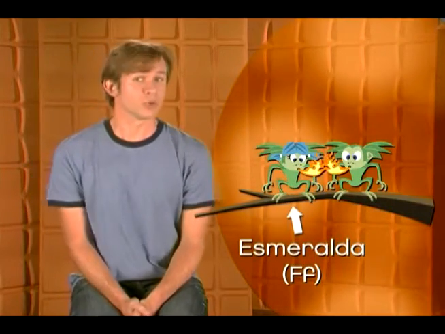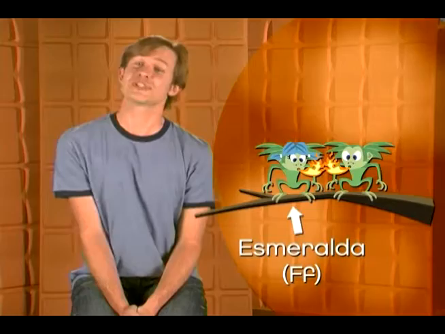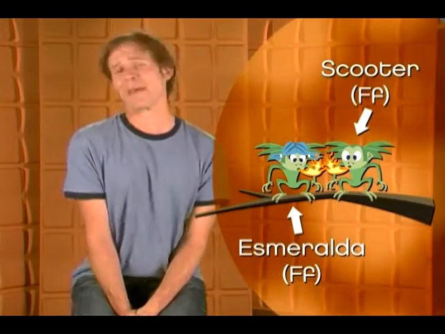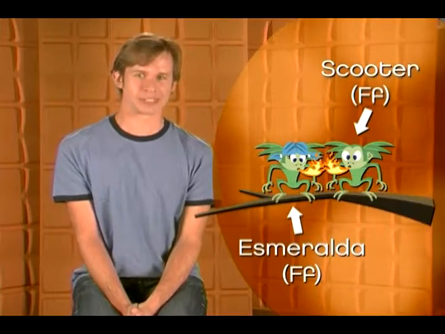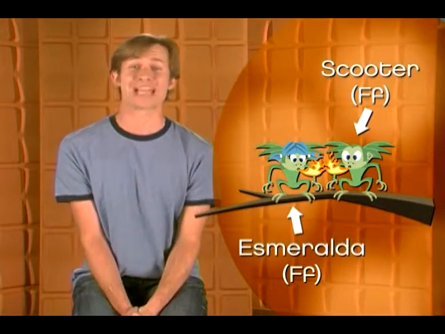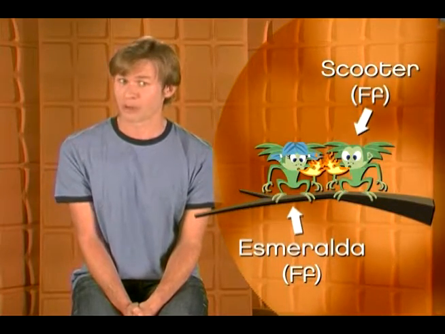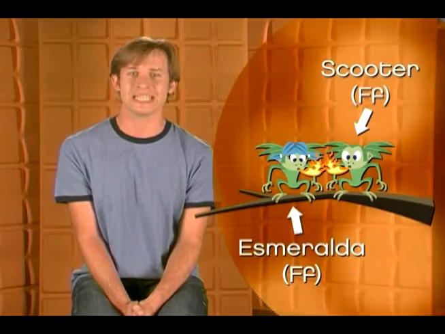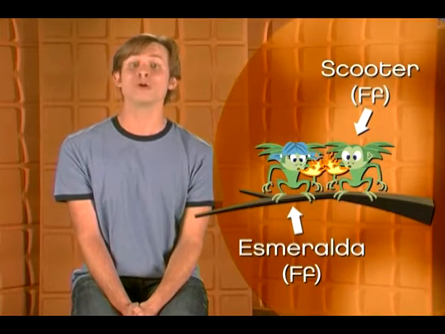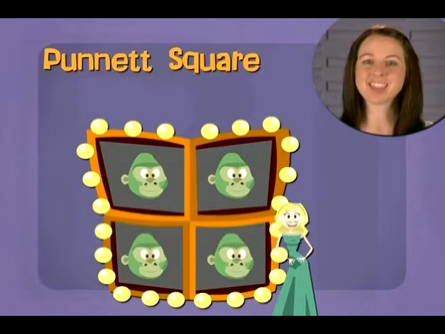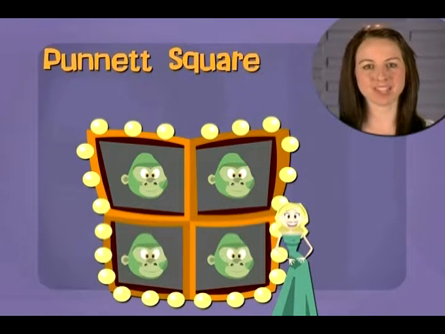Let's follow one of these heterozygous fire-breathing offspring. This little one, Esmeralda, meets another little heterozygote, Scooter, and they have a litter of babies. What is the chance that any one of their babies will be a homozygous recessive non-fire breather? Remember, the only way to be a non-fire breather is to have two recessive alleles, aka to be homozygous recessive. To figure this out in a more organized way, let's do a proper 2x2 Punnett square.